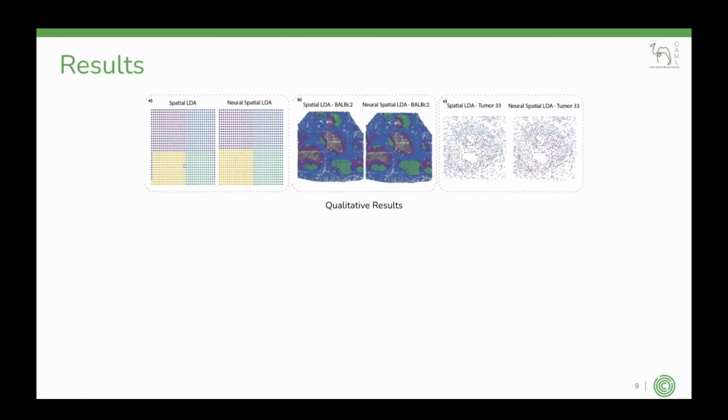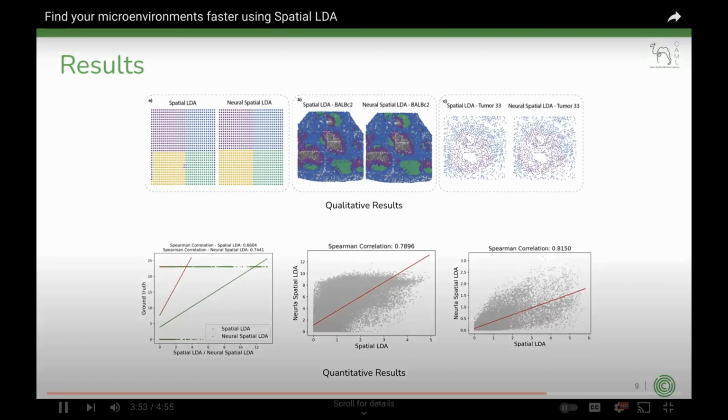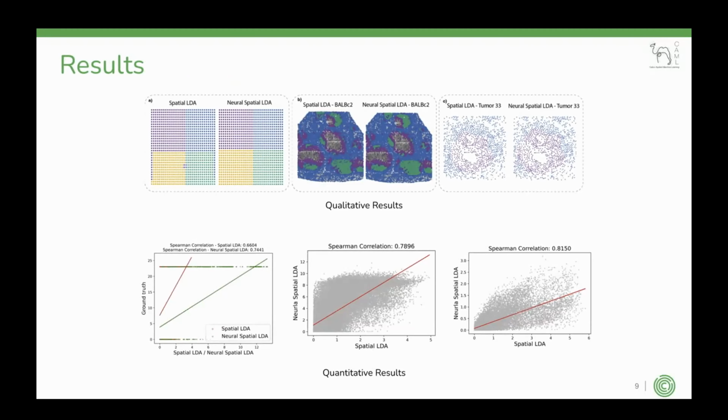We first showed that neural spatial LDA captures similar microenvironments as spatial LDA in 3 different datasets, colored by their most probable topic, with the left being simulated data. Second, since spatial LDA is a probabilistic model, each cell gets a distribution of topics it belongs to. To measure how well the topic distributions of cells correlate between spatial LDA and neural spatial LDA, we take random pairs of cells, compute the KL divergence between their topic distributions, and report their rank correlation. As shown here, even the topic distributions of cells have high correlation between these two methods.